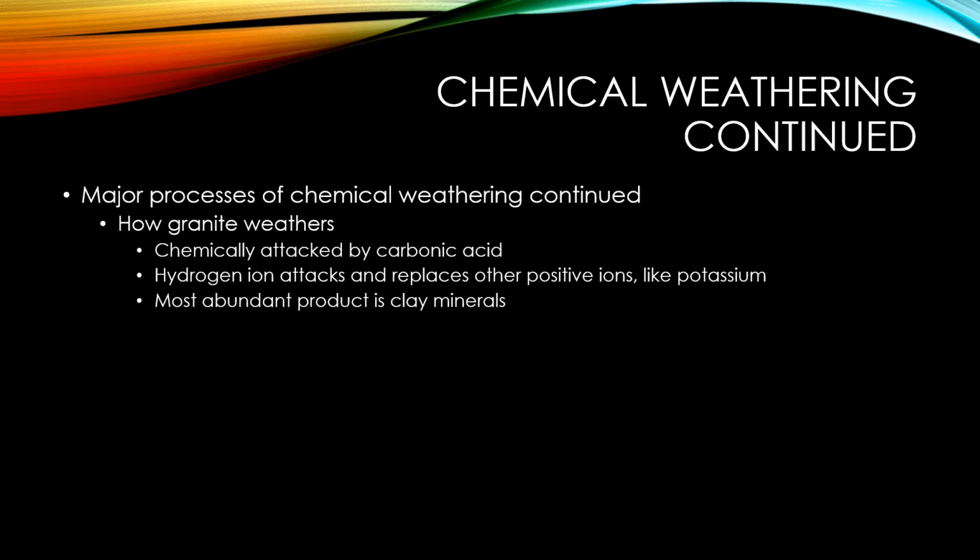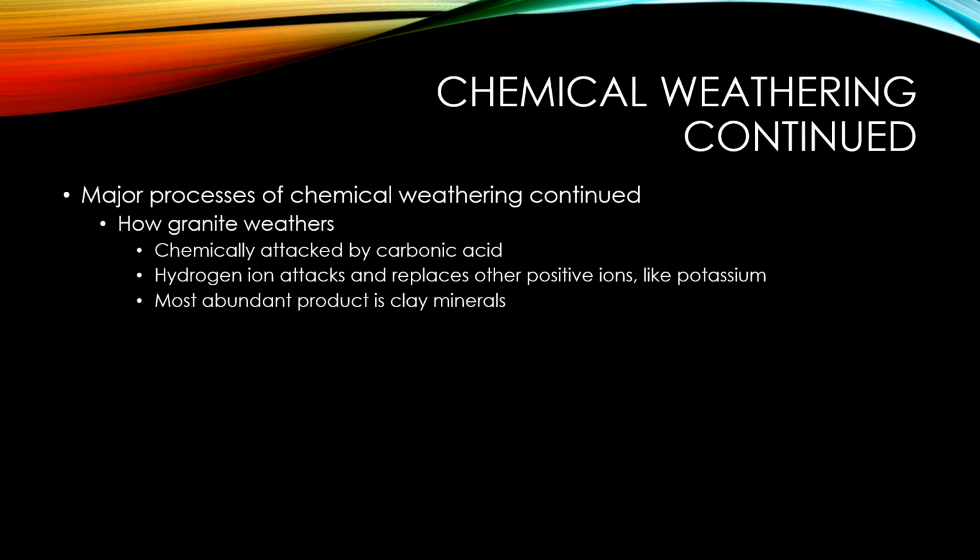So I'm going to give an example of chemical weathering of granite specifically as a case study. And I'm going to use granite because it's the most common igneous rock in the continental crust. So how granite weathers, if we're talking about chemical weathering rather than mechanical weathering, is that it is chemically attacked by carbonic acid.